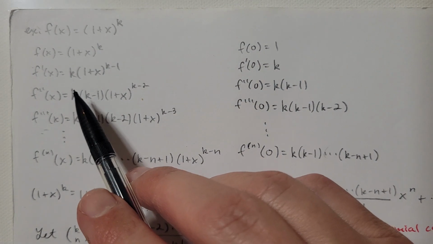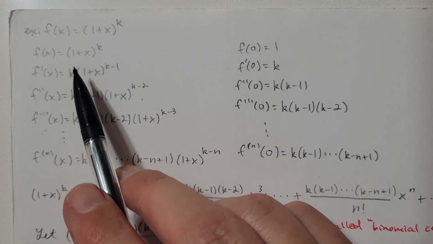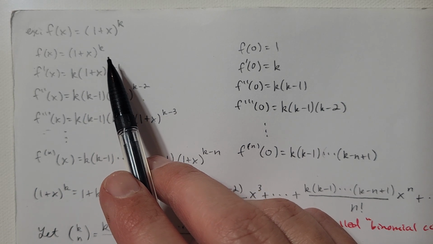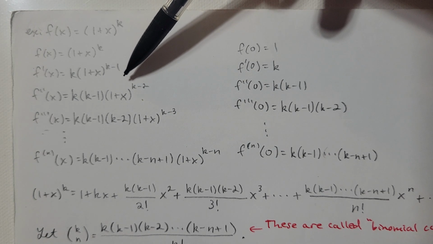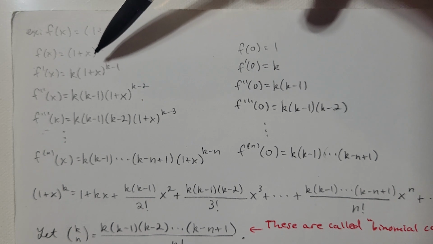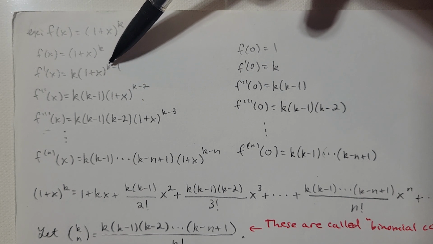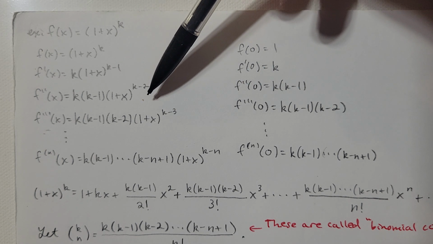Okay, f prime of x would be a chain rule, so bring down the power of k. K times 1 plus x to the k minus 1 times the derivative of 1 plus x, that's 1. And then f double prime would be k times k minus 1 times 1 plus x to the k minus 2 times the derivative of 1 plus x, which is 1.